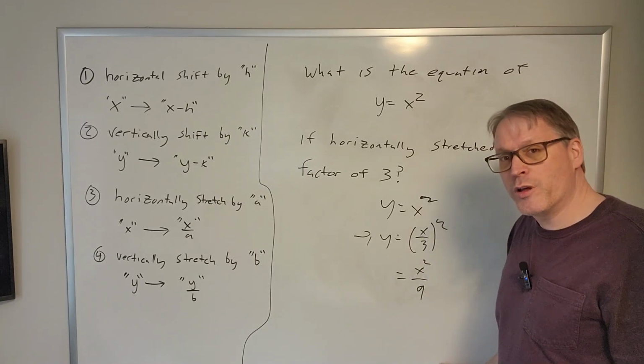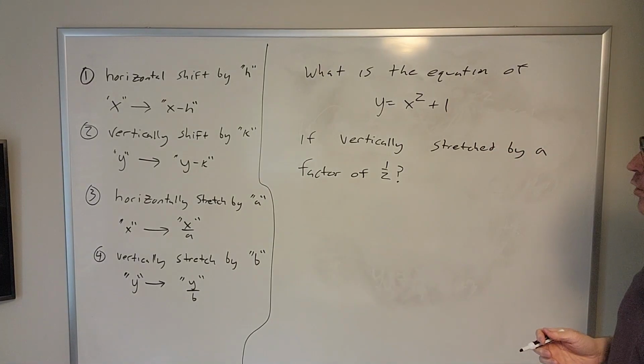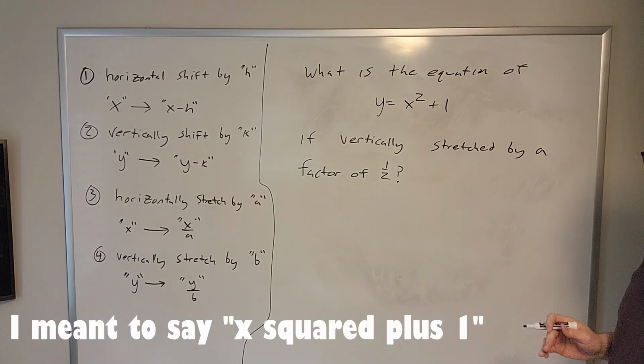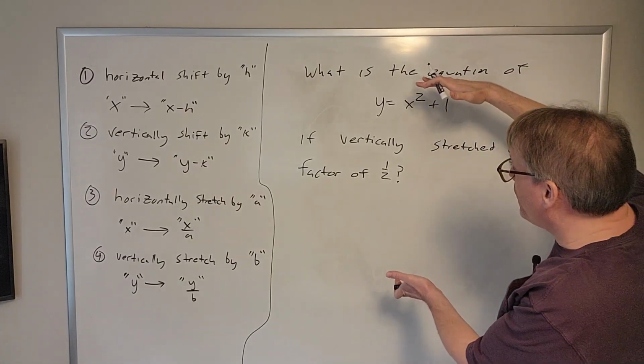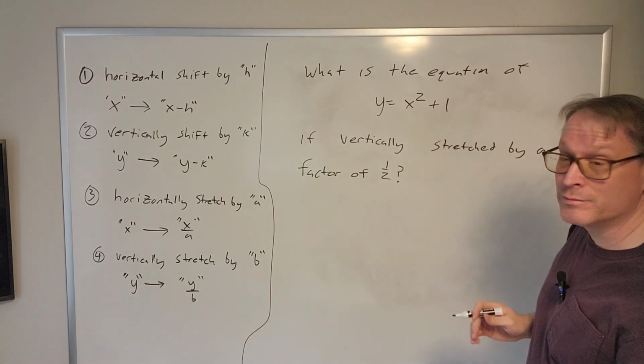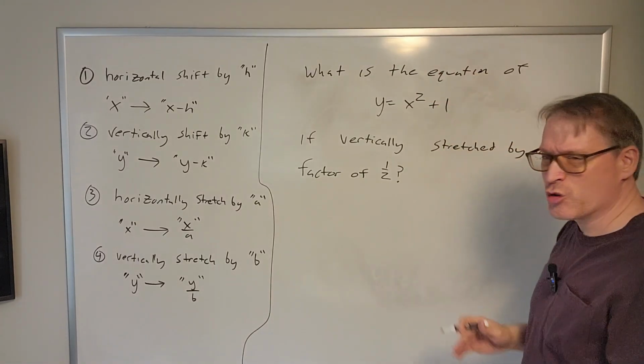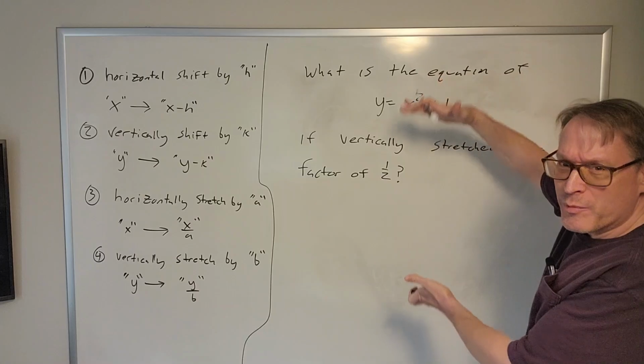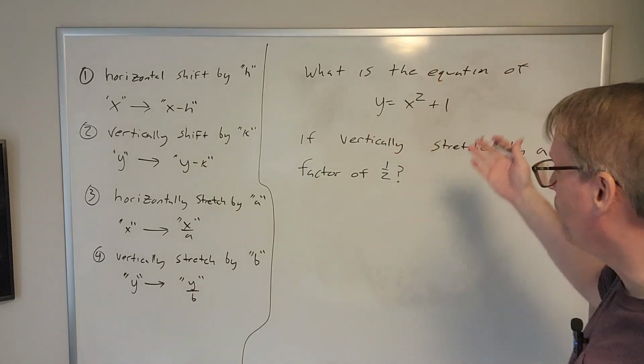So let's do another one. What's the equation of y equals x squared if vertically stretched by a factor of 1/2? In other words, you have the parabola and then you're shrinking it by a factor of 1/2. So I guess it'd be shrinking by a factor of 2, but stretching by a factor of 1/2. So give it a shot.